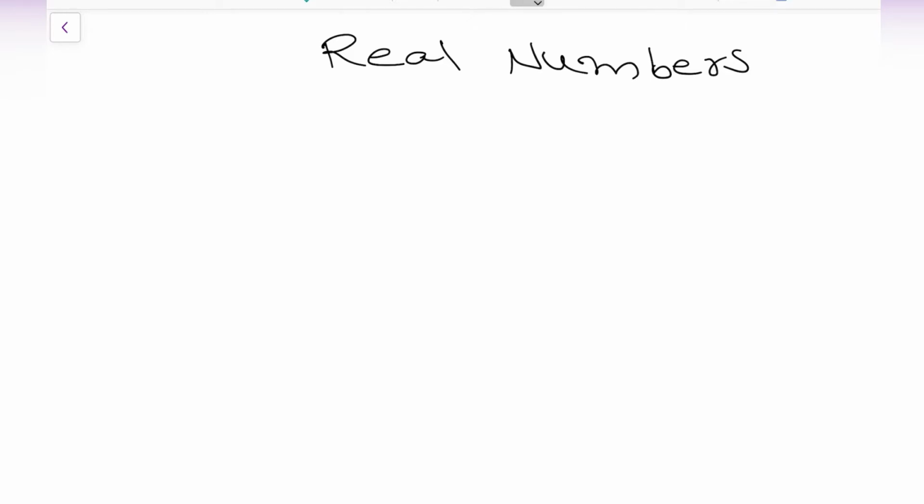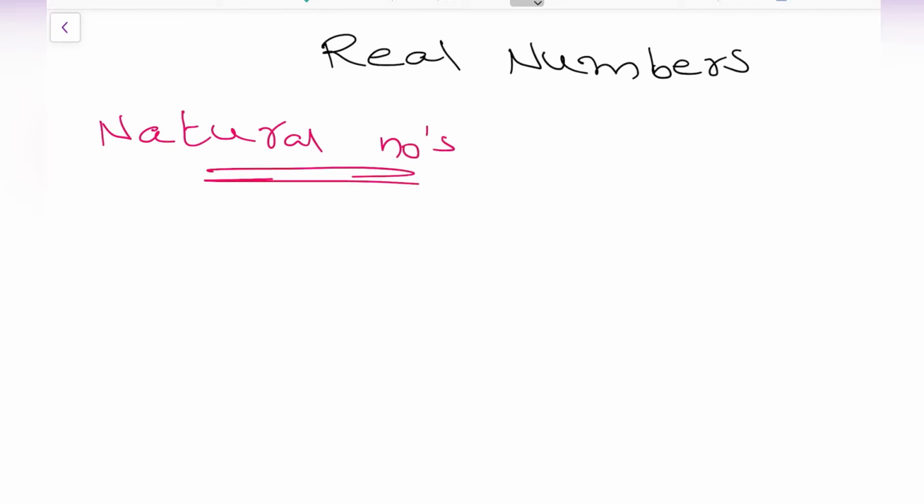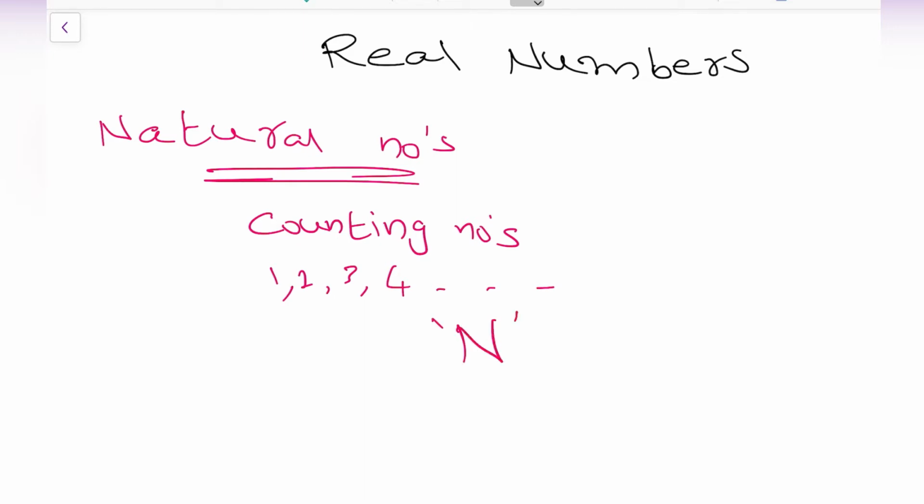The first number system we have is natural numbers. Natural numbers are also called counting numbers. These natural numbers start from 1, 2, 3, 4, 5 and so on. These natural numbers are represented by capital N.